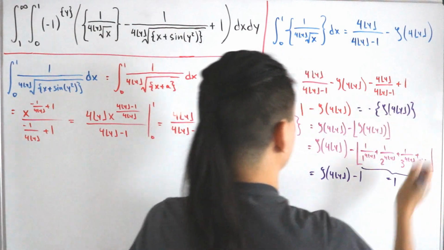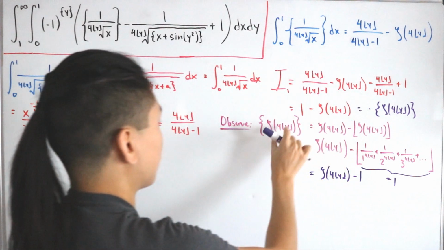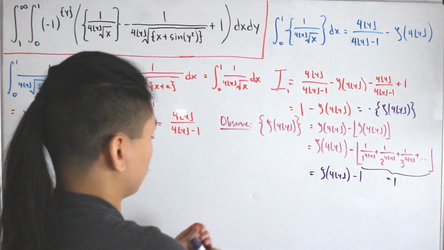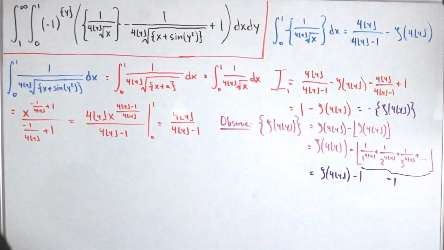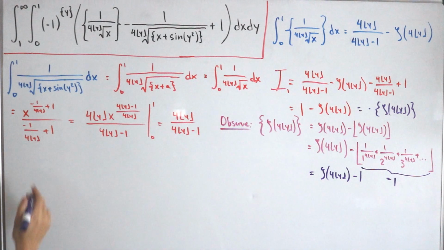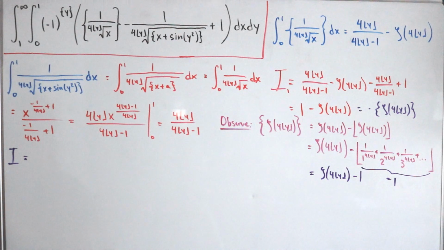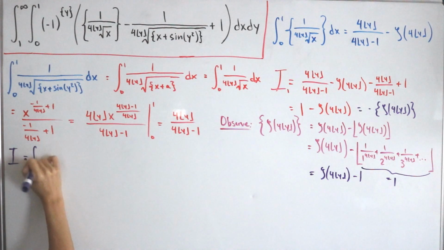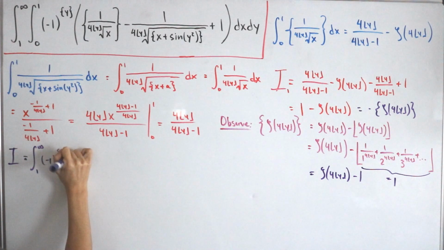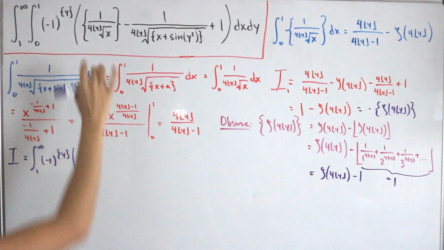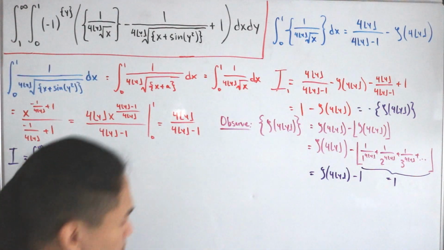With that, we can do a substitution back into over here. Keep in mind that something like this is going to come in handy in the future, so keep that in the back of your head before we get to that step. Now continuing forward, capital I is, as I mentioned, the entire given integral that we want to evaluate. Substituting all that back in, we have the integral from 1 to infinity of negative 1 to the power of the fractional part of y, and then we substitute everything we just evaluated in here, which we said is just 1 minus the Riemann zeta of 4 floor y.